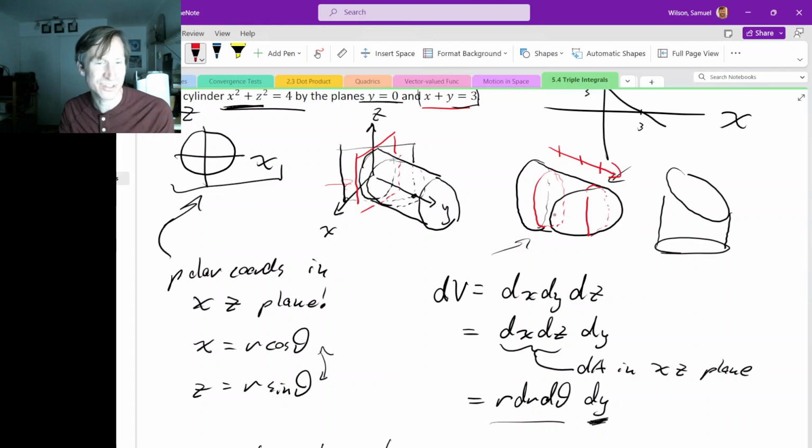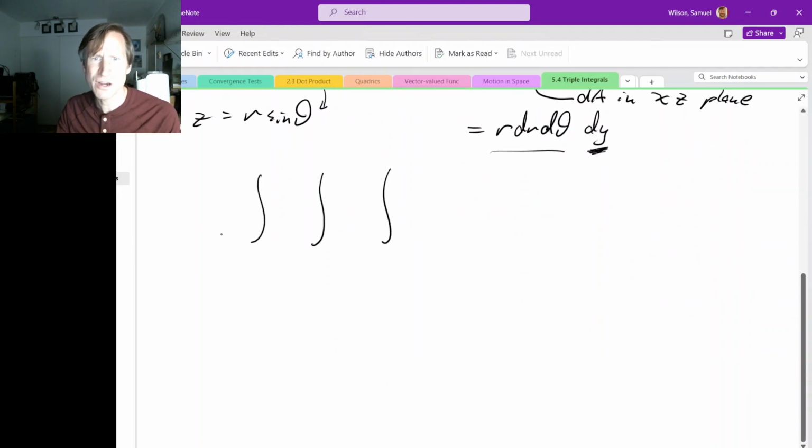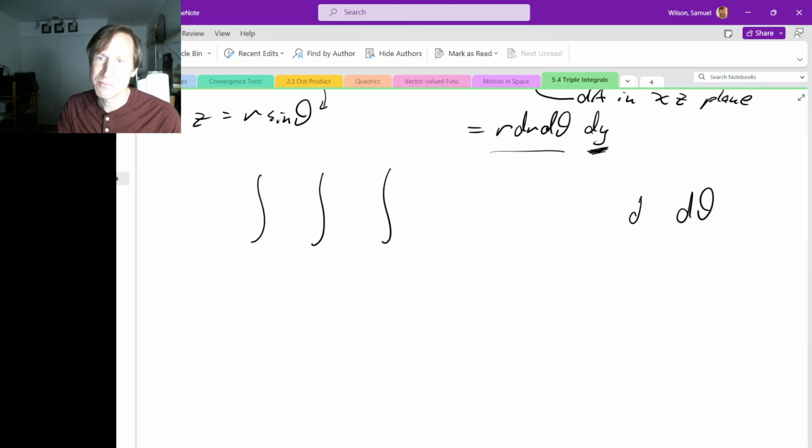Anytime your cross sections change their nature halfway through the integral, that's bad. So let's not put y on the outside. Let's put theta or r on the outside. And just out of habit from when we were doing polar integrals, let's put theta on the outside. And then maybe dr inside of that, and then dy. Don't forget the r, right? We need to stick that r somewhere.